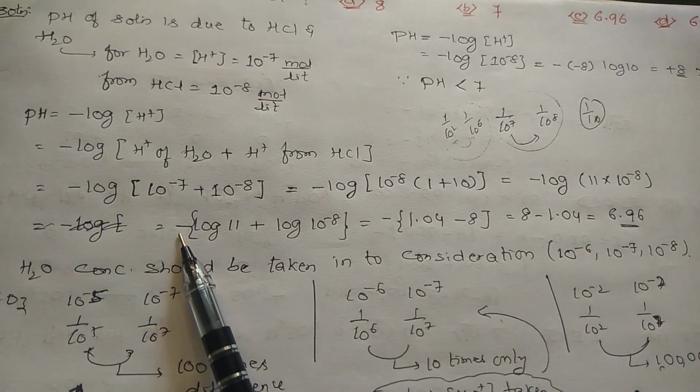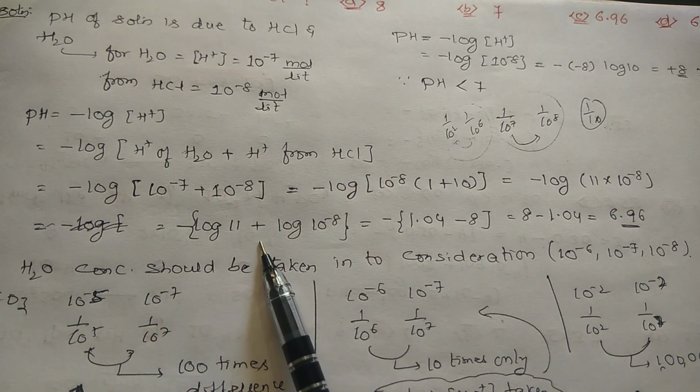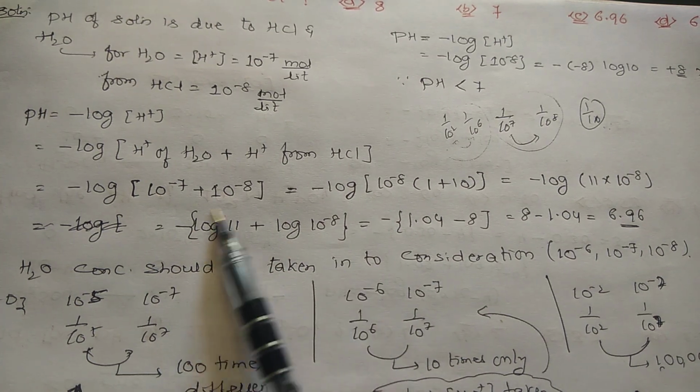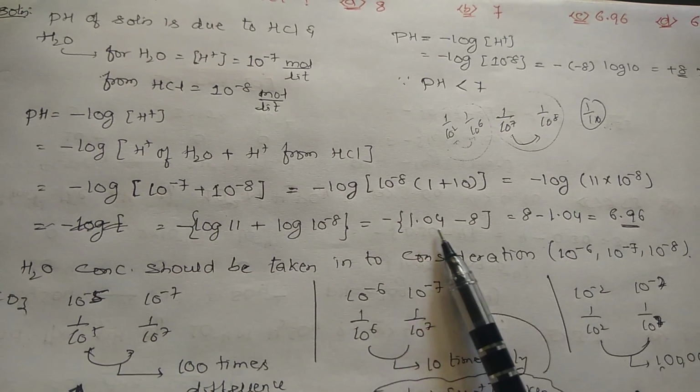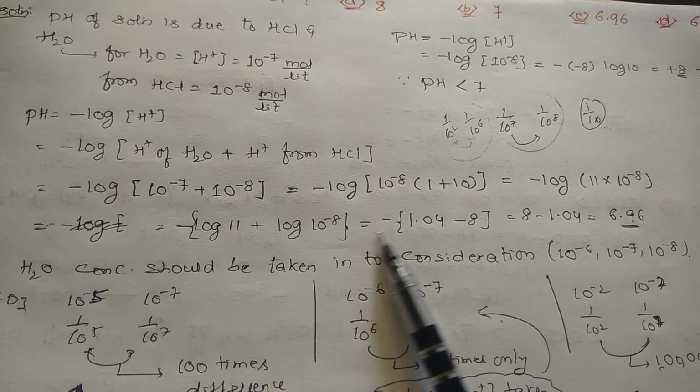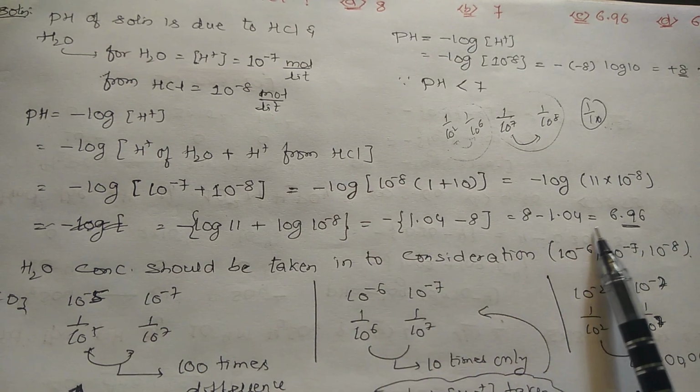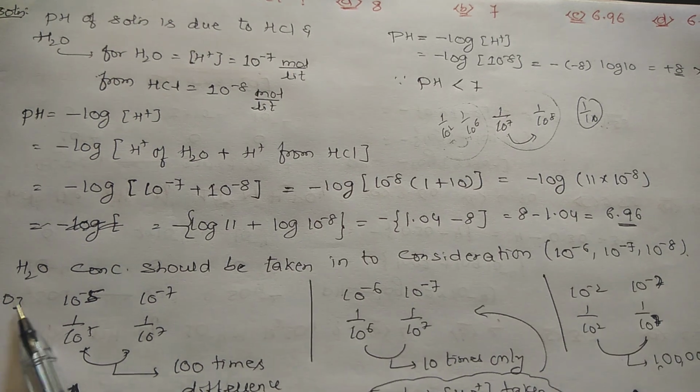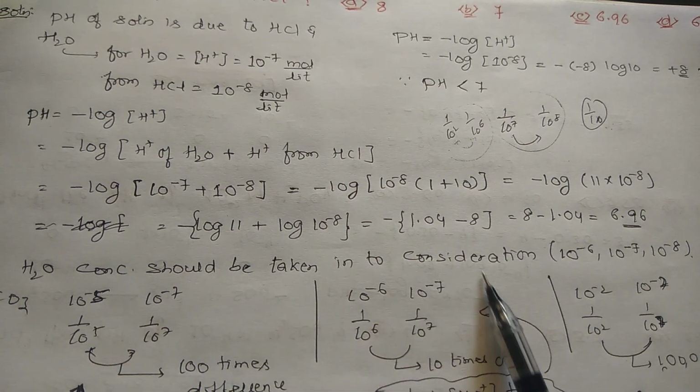If you apply log, what happens? Log AB is log 11 plus log 10 power minus 8. Already I have given the value of log 11, it is 1.04, minus 8. If you send the minus, it becomes 8 minus 1.04. It becomes 6.96. Here the H2O concentration should be taken into consideration.